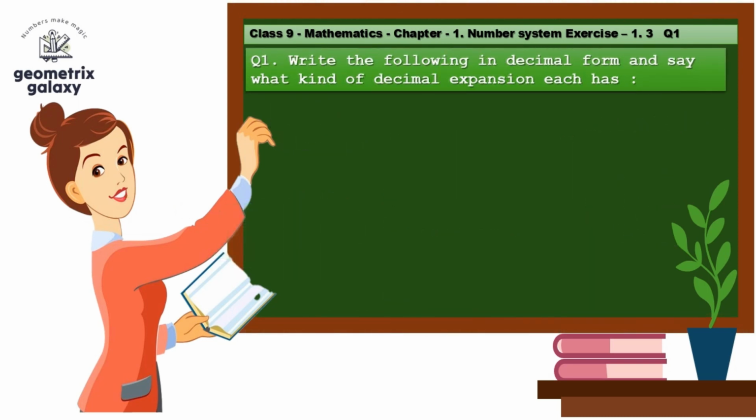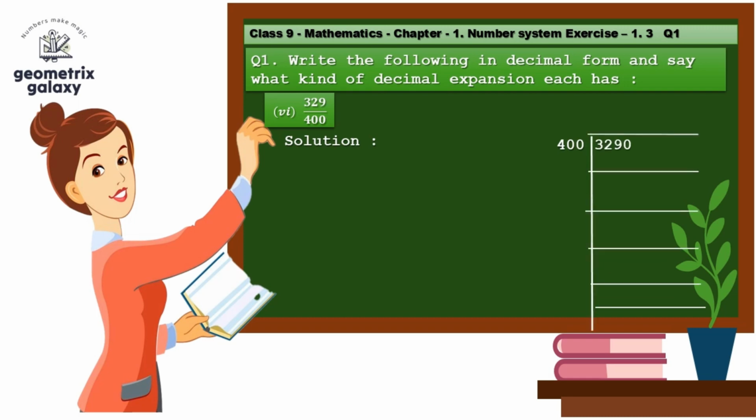Our sixth subdivision is 329 by 400. Divide 329 by 400. 329 is smaller than 400. So put a point in the quotient and add one 0 near 9. Okay. So it becomes 3290. So 400 into 8 will give you 3200. The remainder when we subtract is 90.